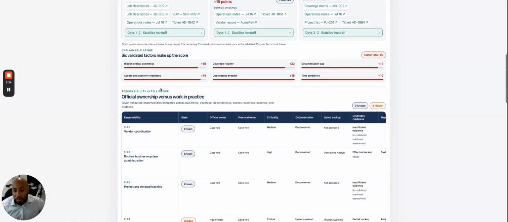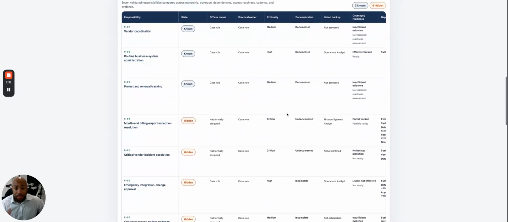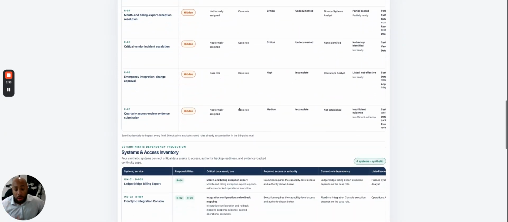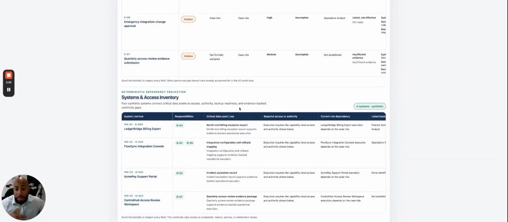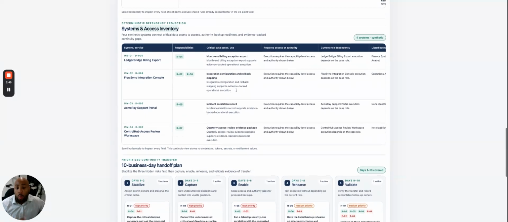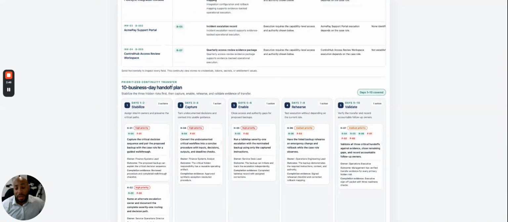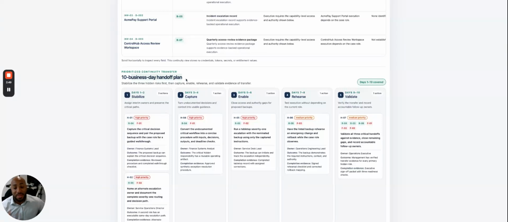We start to get down deeper into the responsibility intelligence, where official ownership versus the workplace in practice. And we can get down to the nitty gritty here of those that are assumed and what we knew of. Then we look at systems and access inventory, what this role needed for the different responsibilities that they actually have. And then finally, but absolutely not last, is the 10-day business handoff plan.